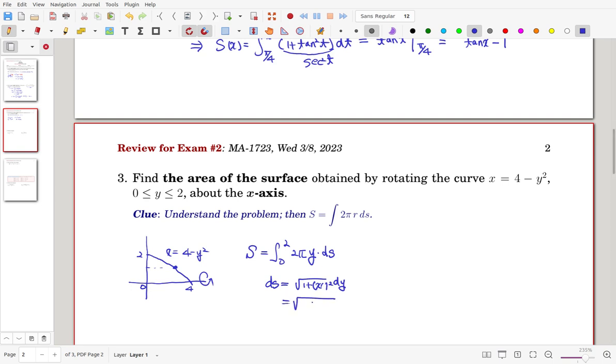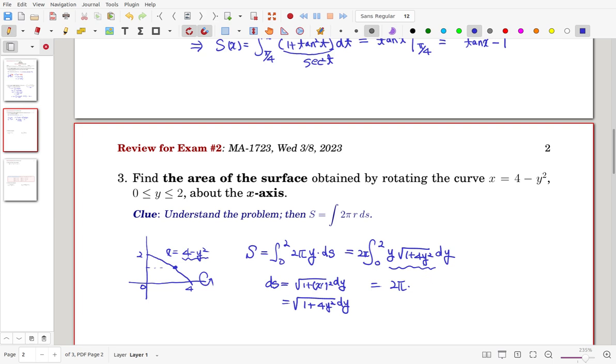Okay, that is now square root of 1 plus the derivative of 4 minus y squared, which will be minus 2y, squared, so 4y squared, dy. So that is the same as the integral. We can put 2 pi in front, from 0 to 2, y times the square root of 1 plus 4y squared dy, right? Okay, so from here, 2 pi is there, and we have to find the antiderivative for that one. Okay, let's try to get it.